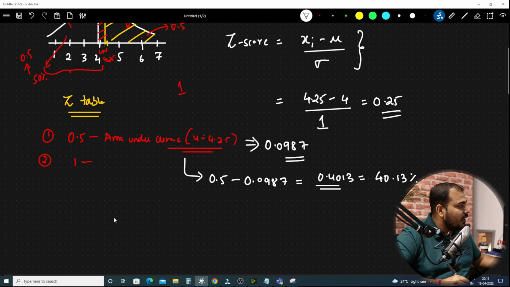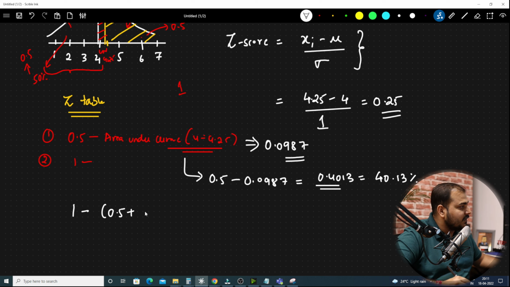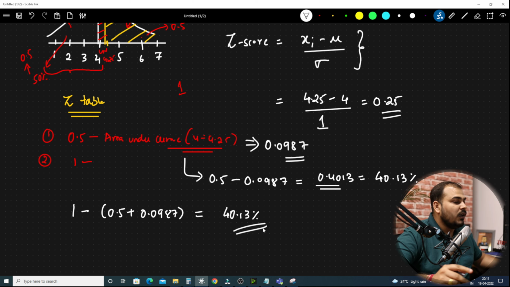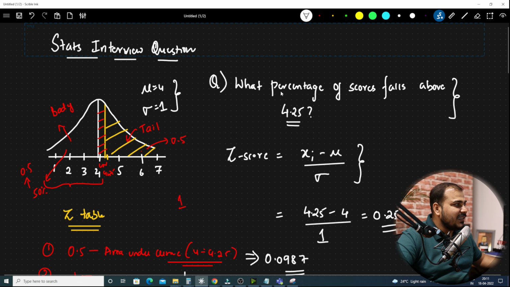Now through the second way, how do we calculate it? It is very simple. I will subtract 1 minus 0.5 plus 0.0987. If we calculate in this way, I will also get 40.13%. So the question is very simple: what is the percentage of scores that is falling above 4.25? Here you can get it.